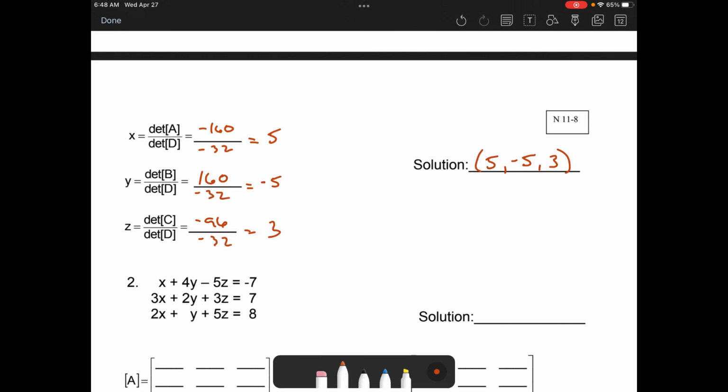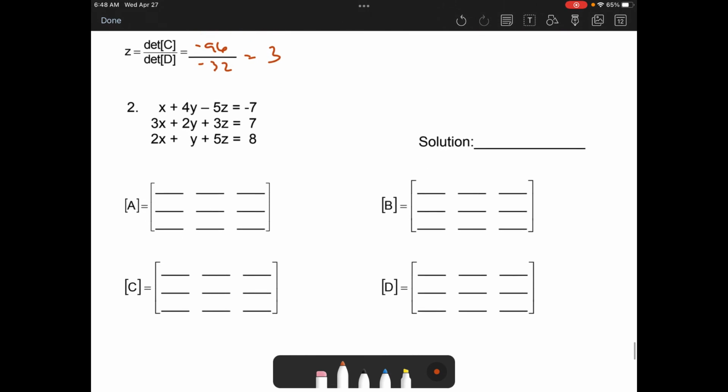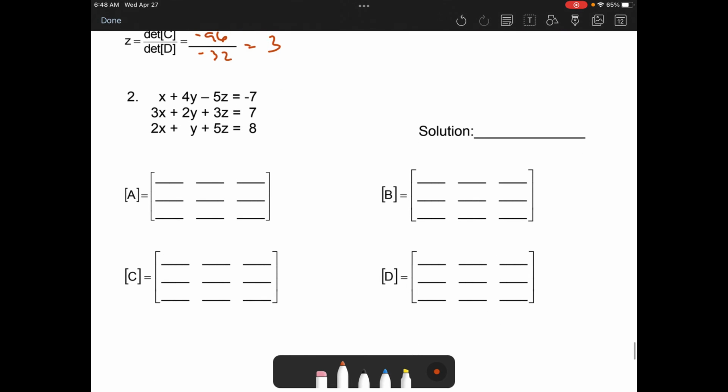All right, now we're going to look at one other example. Okay, so example 2, again, we're going to solve for x, y, and z. So remember, always do the same thing. Make your A matrix your X matrix, B your Y matrix, C your Z matrix, and D is your X, Y, and Z matrix, and all of them together.